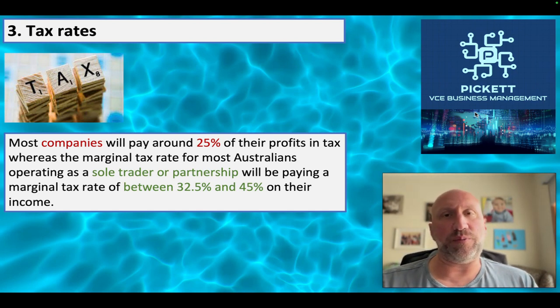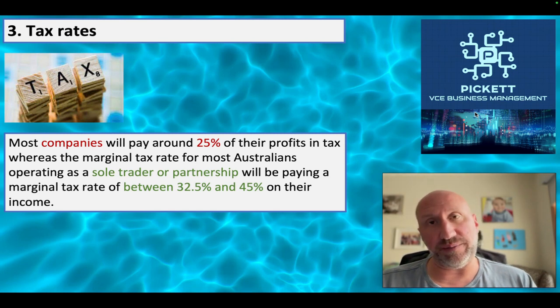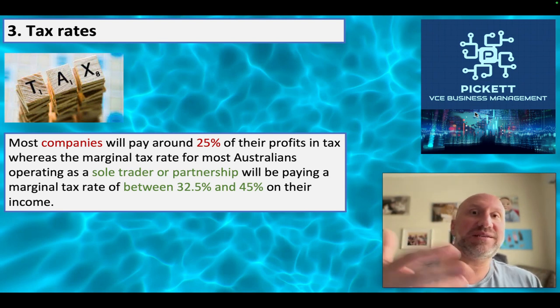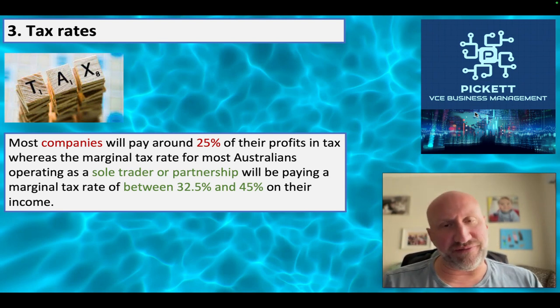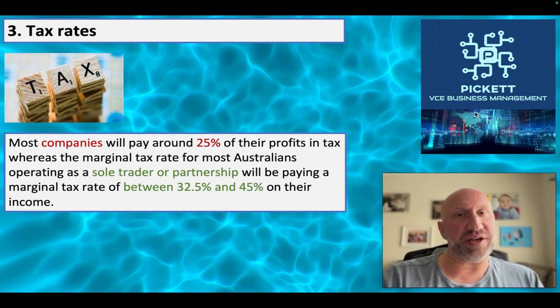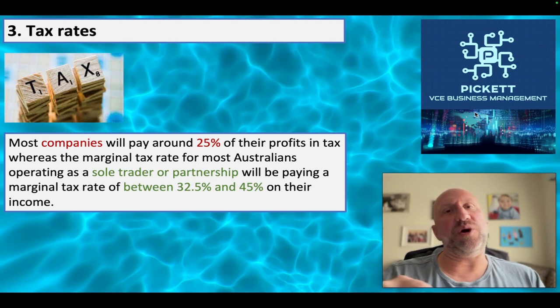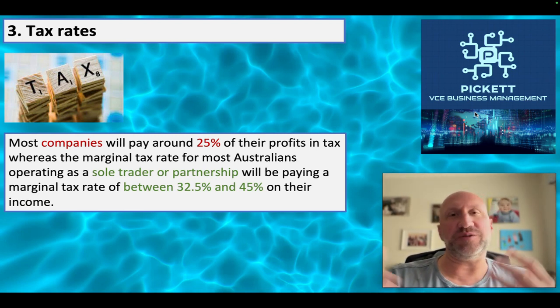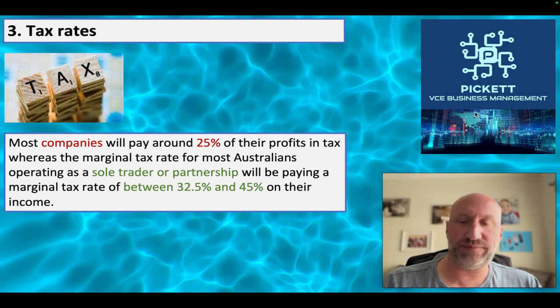If I'm going to operate as a sole trader or a partnership, I'm going to be paying higher tax on my profits than if I incorporate my business and set myself up as a private limited company. Because if I do that, I'm going to be paying less tax. Of course, the flip side of that is there are other costs associated with running as a private limited company that you are not going to incur when you operate as a sole trader. So you need to be looking at the entire picture.